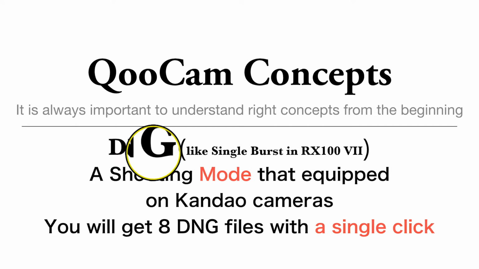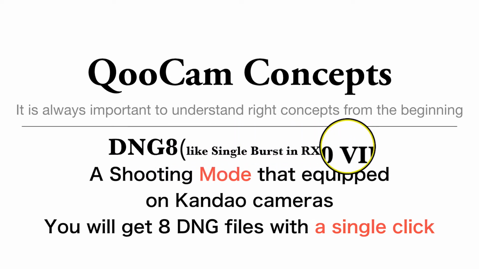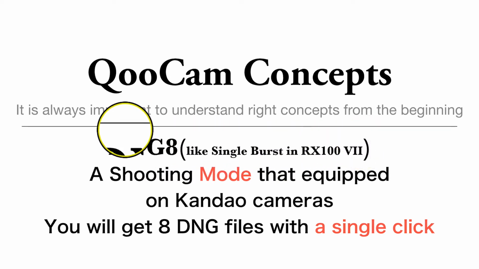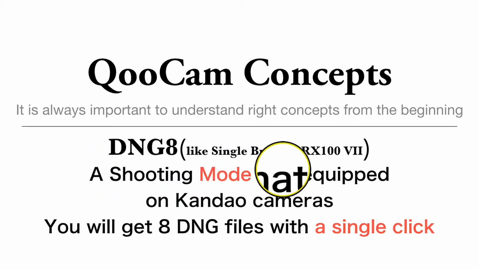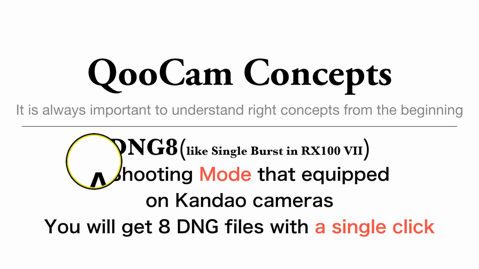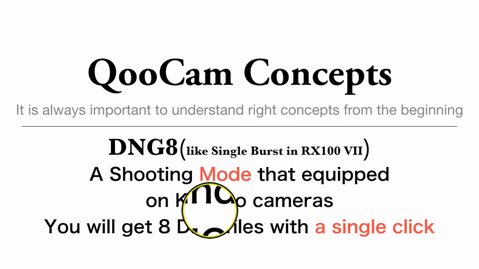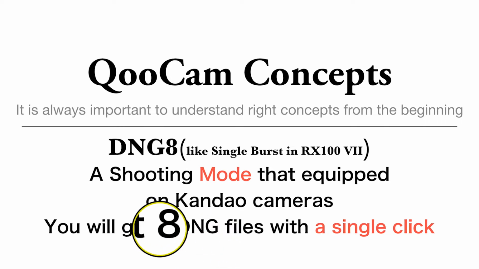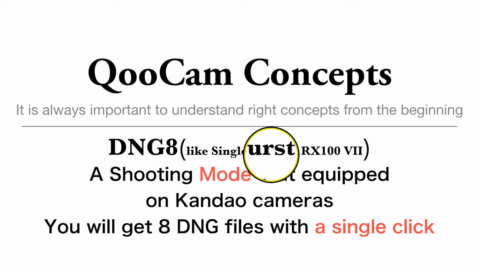So DNG8 is just like the single burst in RX100 Mark VII. DNG8 is a shooting mode equipped on the Kandao cameras. It is not just on QooCam, but also on Obsidian cameras. Only Kandao cameras call it DNG8. What you will get from the DNG8 is 8 DNG files with a single click, just like a single burst on the RX100 Mark VII.